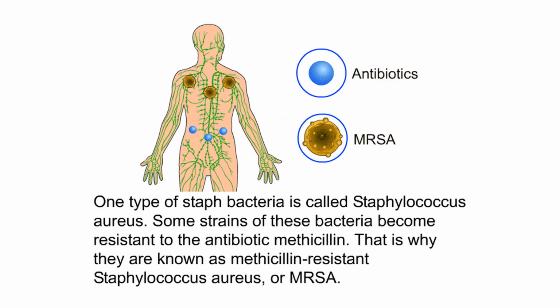MRSA. One type of staph bacteria is called Staphylococcus aureus. Some strains of these bacteria become resistant to the antibiotic methicillin. That is why they are known as methicillin-resistant Staphylococcus aureus, or MRSA.